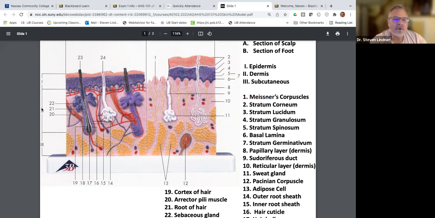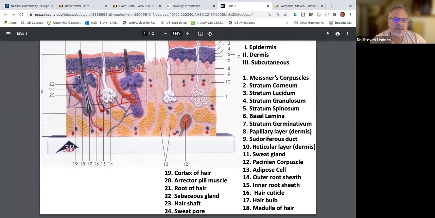Then we have number 2, which is going from here to here. Number 2 is now the dermis. And there are a lot of other important structures that we see there. Let's look at number 22. Number 22 right here, this purple area, which is the same as this right here, that purple gland, is the sebaceous gland. You want to put sebaceous gland and not oil gland on a test.